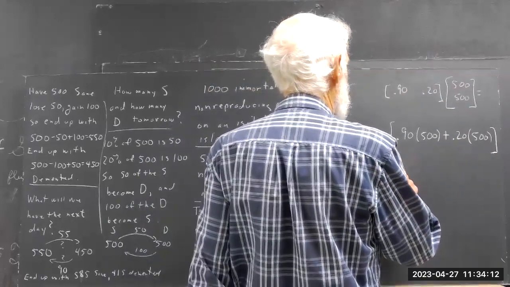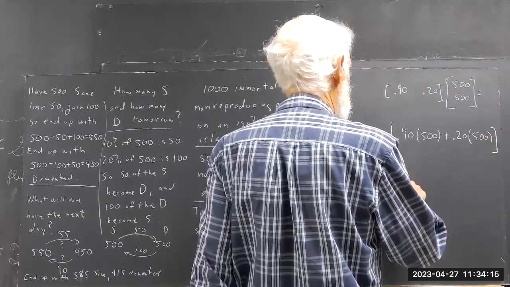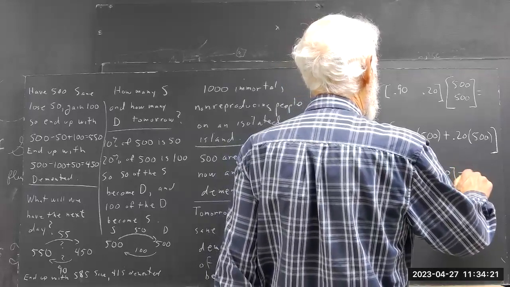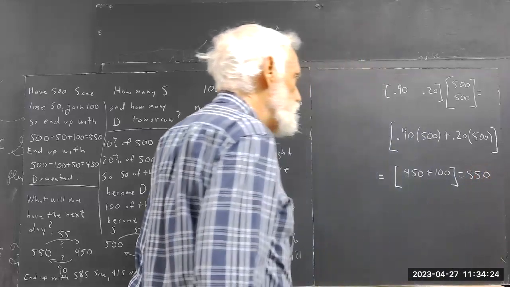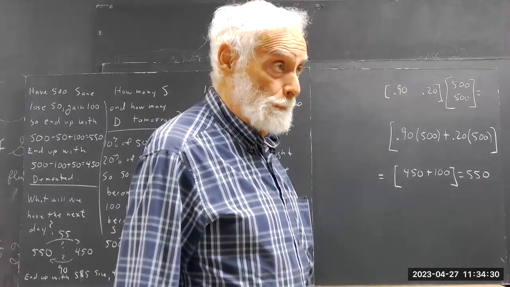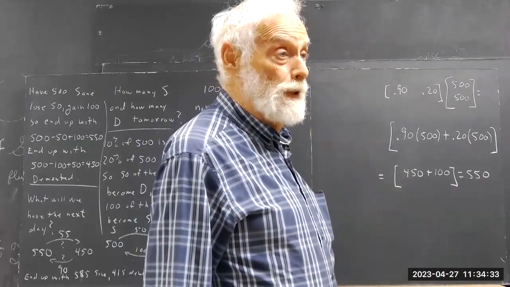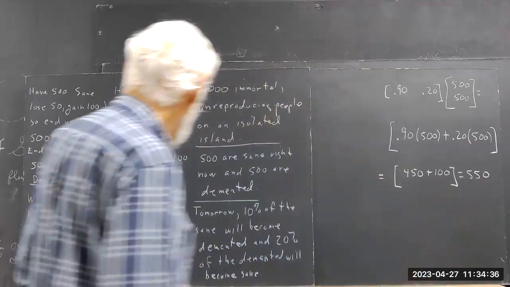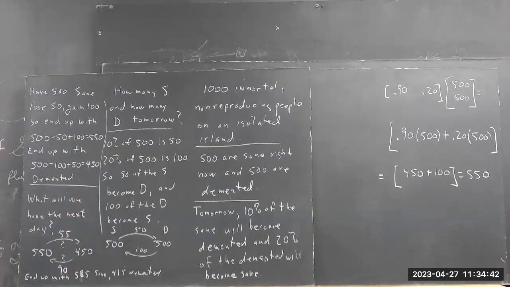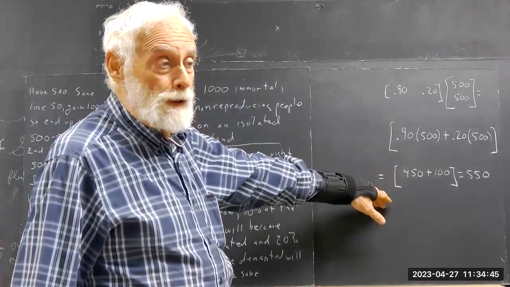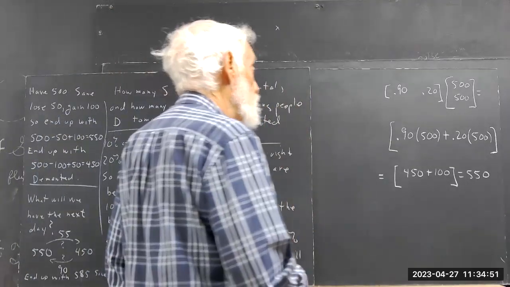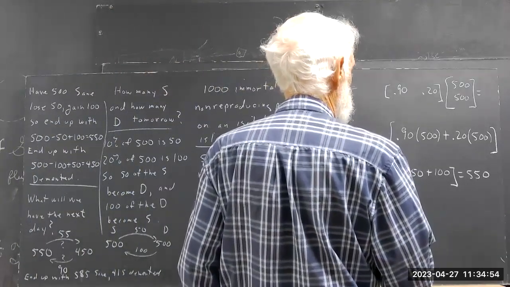Now, when you add them, this is 450, this is 100. We add those up, we get 550. That's how many sane people you have after the first transition. That's what we got over here. Okay. And whatever way we reason it out, the matrix gives us a compact way of calculating this. Okay.